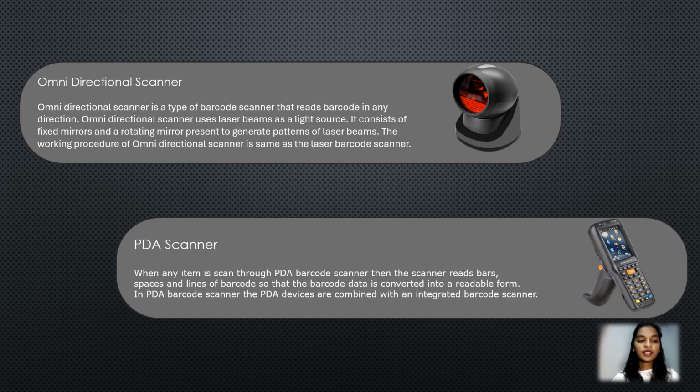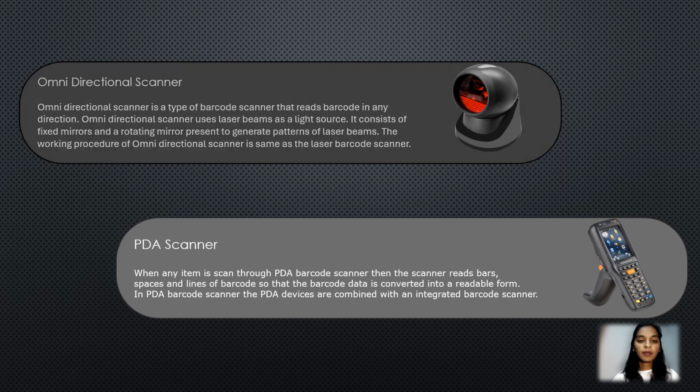It consists of fixed mirrors and a rotating mirror present to generate patterns of laser beams. The working procedure of omnidirectional scanner is same as a laser barcode scanner. And the next one is PDA scanner. When any item is scanned through PDA barcode scanner, then the scanner reads bars, spaces and lines of barcode so that the barcode data is converted into a readable form. In PDA barcode scanner, the PDA device is combined with an integrated barcode scanner.